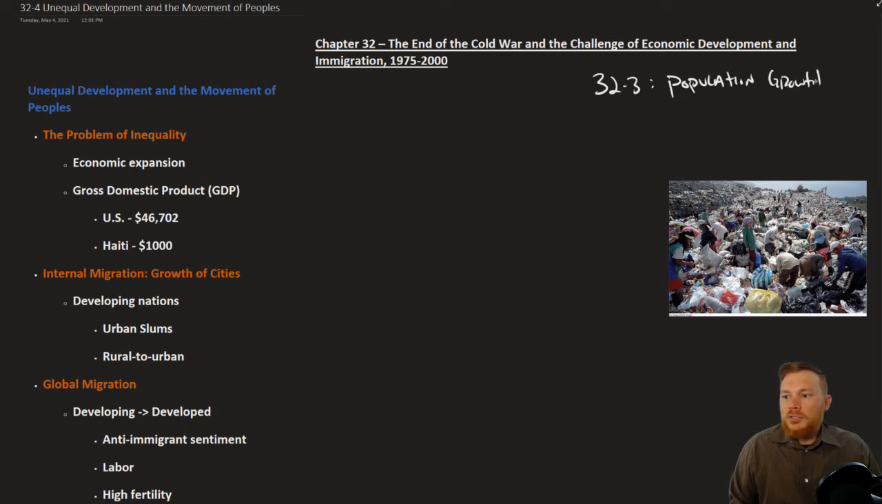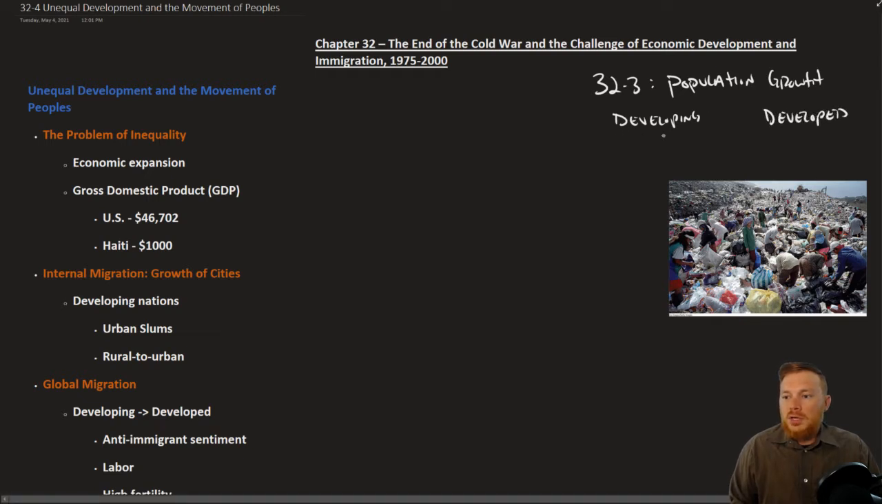And that much of that population growth is going on in what we call developing nations as opposed to developed. It's a little bit confusing because they sound the same. Developing nations, generally speaking, are poor nations. Developed nations are generally rich, if that kind of helps you remember.